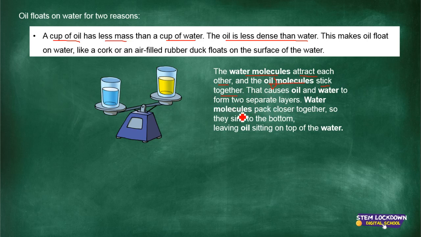Okay, so the water molecules are closely packed and they sink to the bottom, and this leaves the oil sitting at the top. So because the water molecules attract each other, they are closely packed and then they sink to the bottom. And then the oil sits on the top of the water.